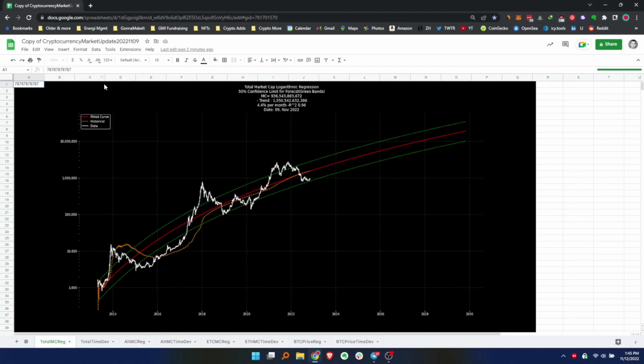Going to do a video on something I've wanted to do for a while, and I'm now getting into. I'm pretty sure a lot of you guys are going to appreciate this. And if you do like this, be sure to let me know in the comments, and we will keep doing this regularly. What we're looking at here are logarithmic regression growth charts of the crypto market.